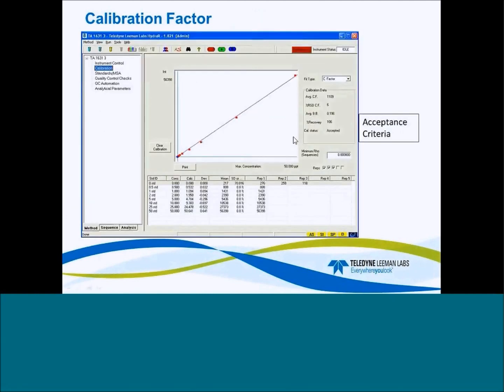This is a typical calibration curve that we would get. In this case, we've calibrated from 0 to 50 parts per trillion, and our acceptance criteria is reported on the screen. The RSD, which needed to be less than 15%, came back reading 6. The blank concentration has to be less than 0.5. It came back reading 0.196. And the recovery for your report limit standard has to be within plus or minus 25%. Here it came back reading 106%. So the 0.5 standard read 0.53.